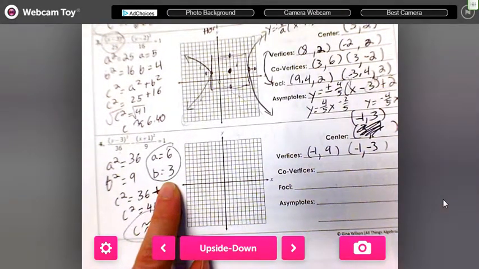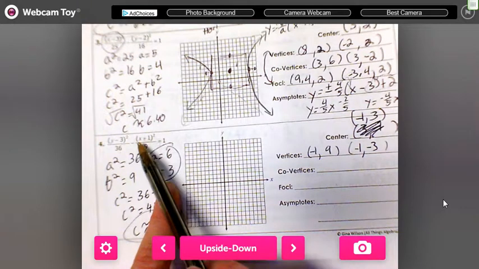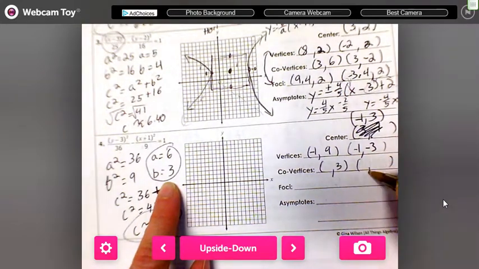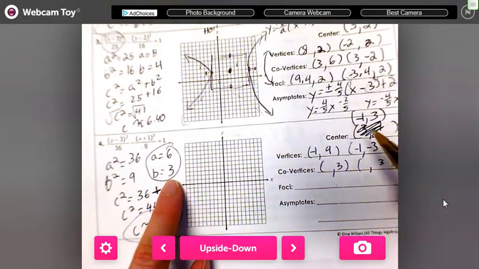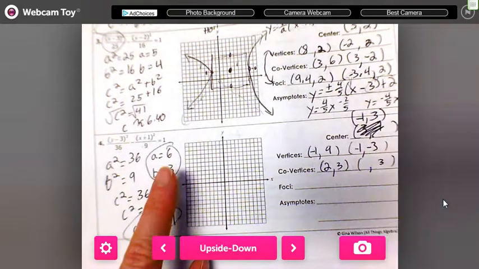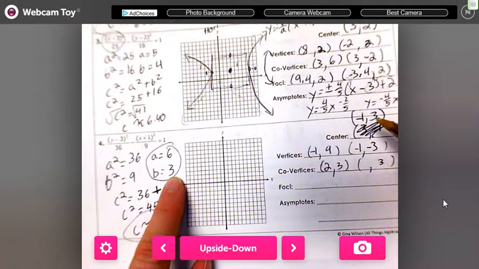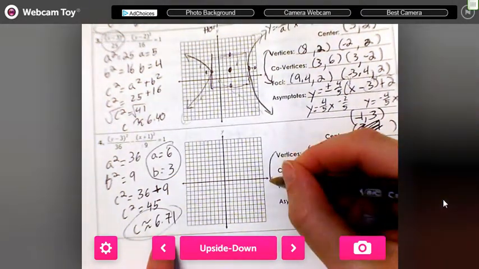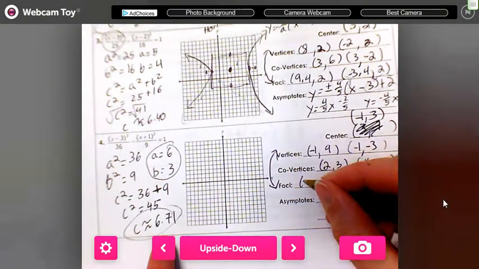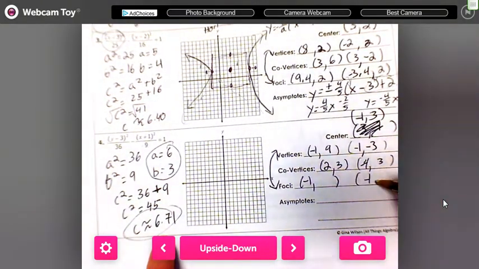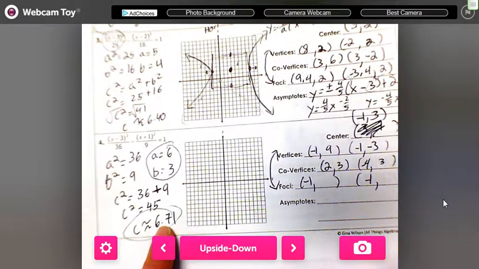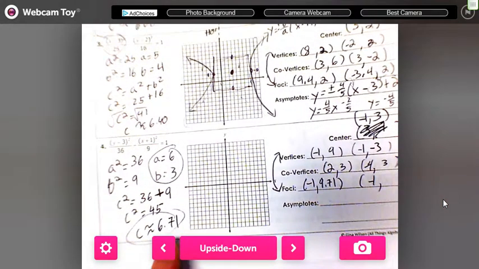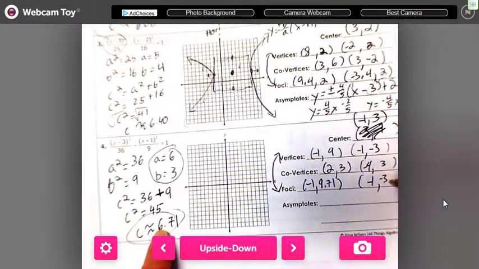Let's do the covertices. The covertices is under the X value, so the X doesn't change. So I'm going to leave my Y alone. What's 3 plus negative 1? That's 2. What's negative 3 minus negative 1? That's negative 4. Remember, vertices and focus points go the same, so that means we are going to change our Y value. 6.71 plus 3 is 9.71. Negative 6.71 plus 3 is negative 3.71.